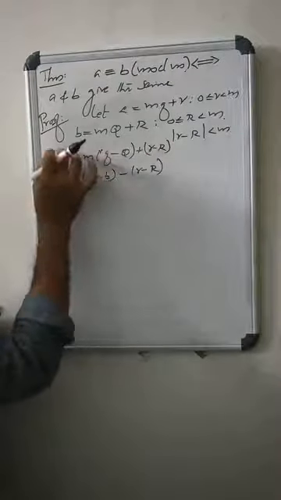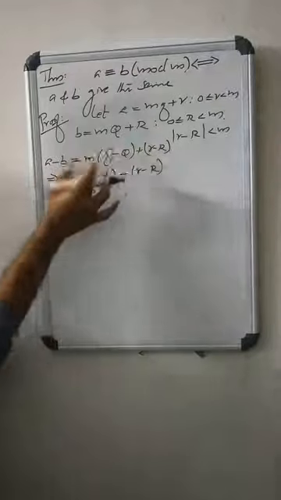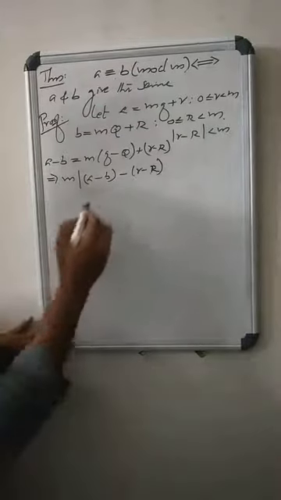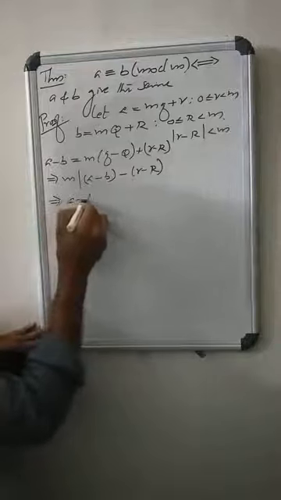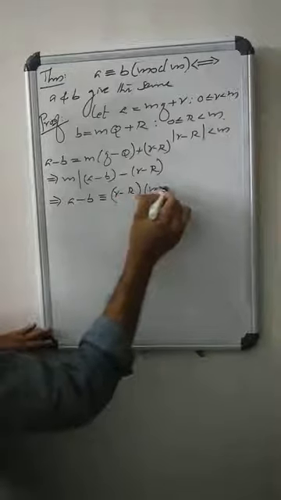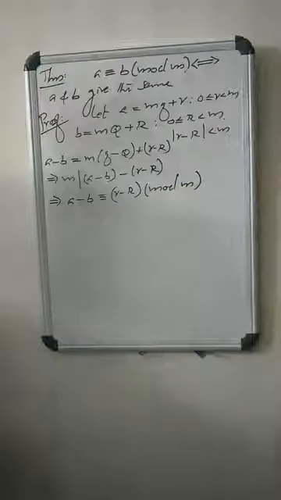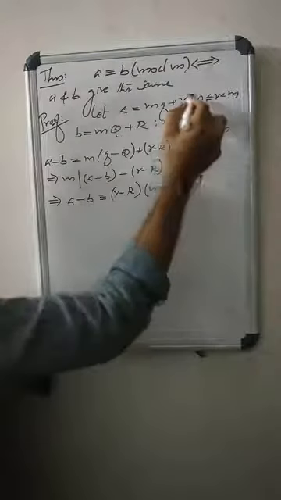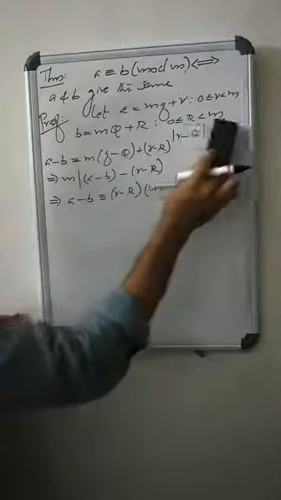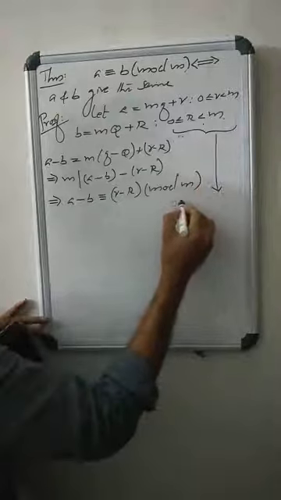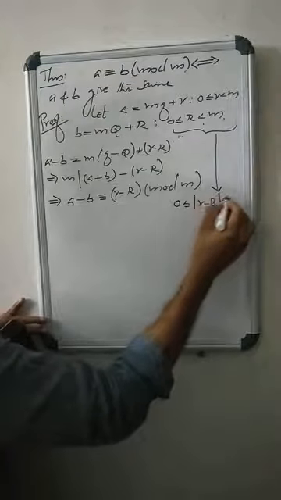So M divides (A − B) − (r − R), which means A − B is congruent to r − R mod M. We have 0 ≤ r < M and 0 ≤ R < M. So combined we have 0 ≤ |r − R| < M.